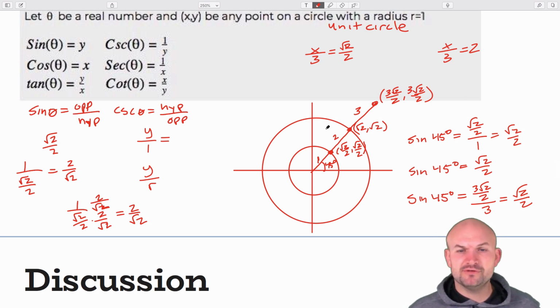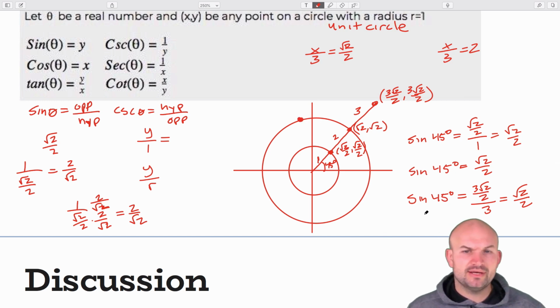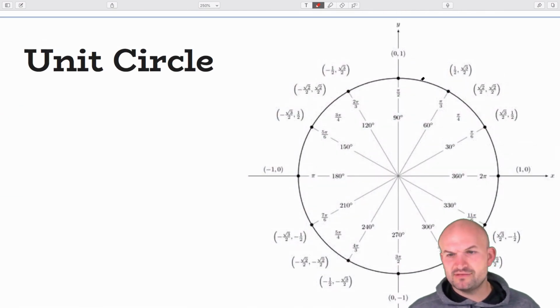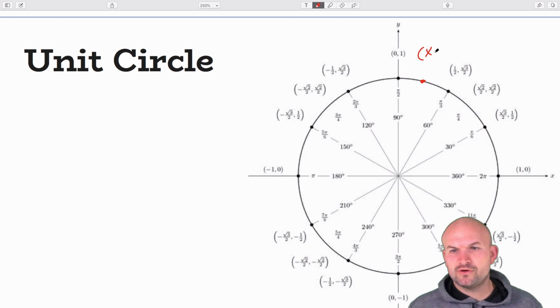Last but not least, I wanted to point out one other thing: what about just a random point? We only have these points here. Why don't we have a point right here? Actually, maybe I should make sense of this. Why don't we have this point? Where's that point? What is that x, y coordinate?